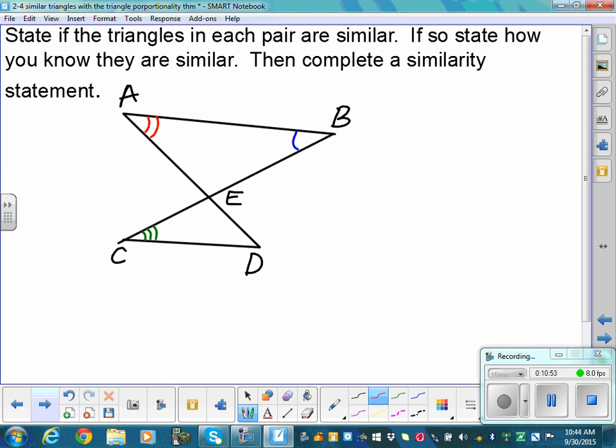State if the triangles in each pair are similar. If so, state how you know they are similar, then complete a similarity statement. Think on this one on your own. This one's tricky. Okay, try this one. I'm gonna let you ask your neighbor what they think. Just think about this one. Are these triangles similar? If so, how do you know? If not, why not?